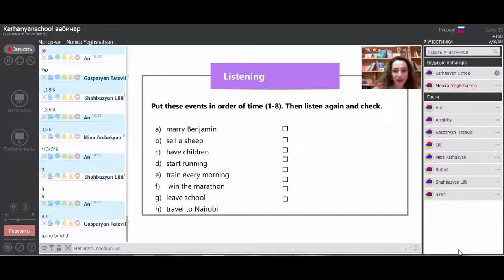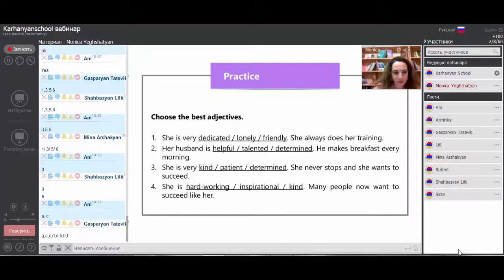I hope you are not tired, yeah? Now, what are we going to do? There are three examples. We're just going to write the one which is correct. We're just going to choose the best adjectives. She's very dedicated, lonely, or friendly. She always does her training. Please read the continuation of a sentence to understand the first part.